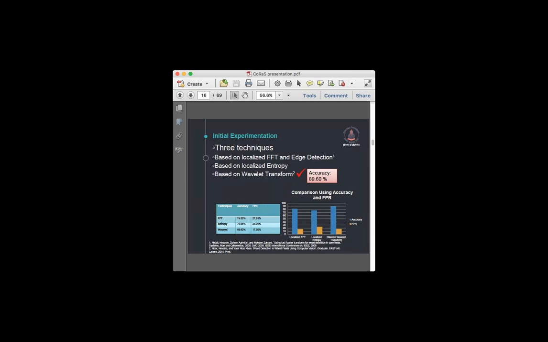So we tried different techniques. We tried three different techniques. One is based on localized FFTs, fast Fourier transforms, and edge detection. The second technique is based on localized entropy, and the third technique is based on wavelet transform. I will present the results in detail, but if we look at the results that we have, the accuracy that we achieved was the best for this wavelet transform technique that we applied.